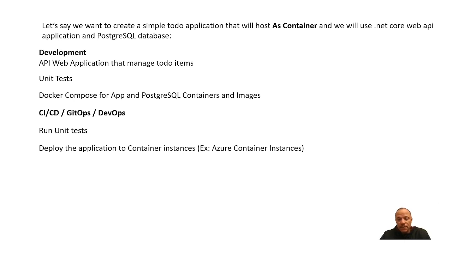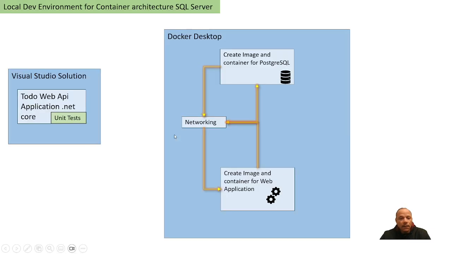So let's have a look at the Visual Studio web project, a web API .NET Core project with unit tests, and it has environment variables that make it work with Docker Desktop, having two containers, one for PostgreSQL and the other for the web API application. And we can have a look at the dev environment.